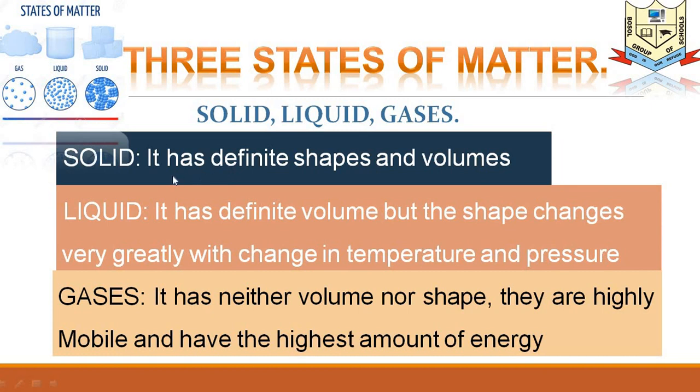Now, solids have definite shapes and volume because their atoms and molecules are closely packed together. That is, there is no occasion whereby the molecules and atoms in a solid are able to change position, because they are closely packed together.